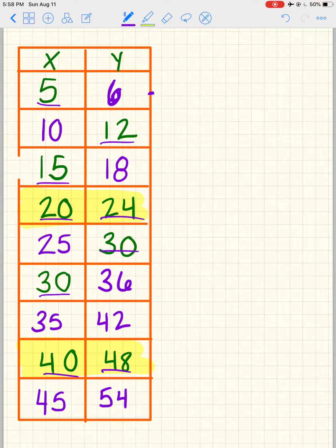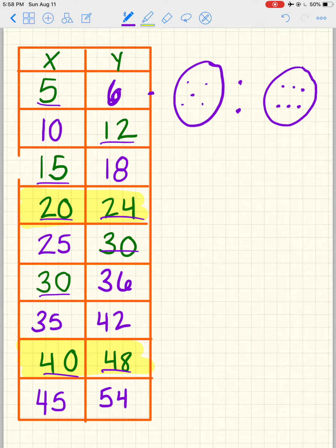Fill that 6 back in. So, here's my little dots for my ratio. If I have one big circle over here for my x's, one big circle for my y's over here, and I know that I need 5 dots in this circle. 1, 2, 3, 4, 5. I need 6 dots in this circle. 1, 2, 3, 4, 5, 6. Great. That gave us the answer.